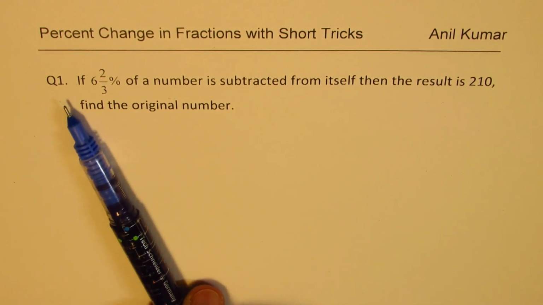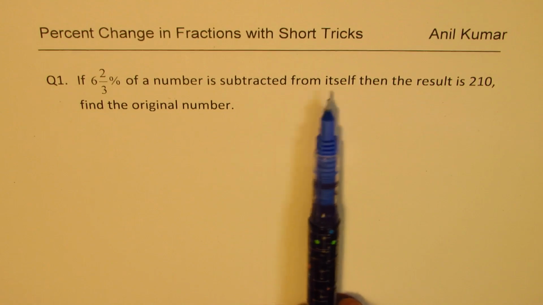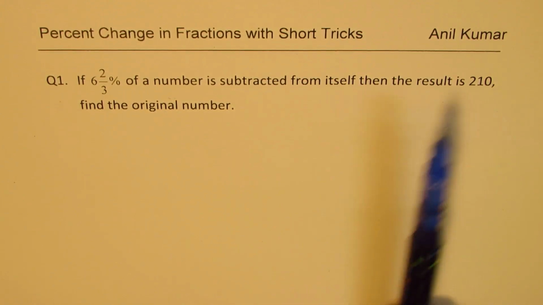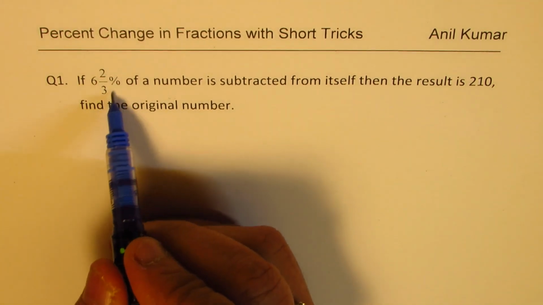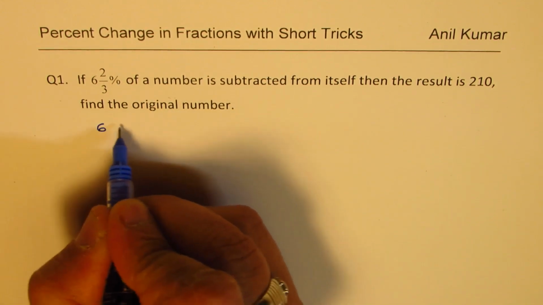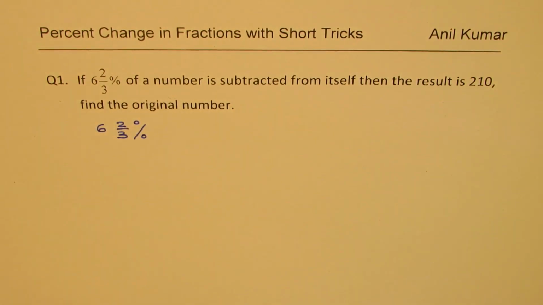Question number 1 was, if 6 over 3% of a number is subtracted from itself, then the result is 210. Find the original number. So the first step here is to convert 6 over 3% into fractions. Let's see how to do it, right? So we'll go kind of slow to understand. This is not very easy to begin with.